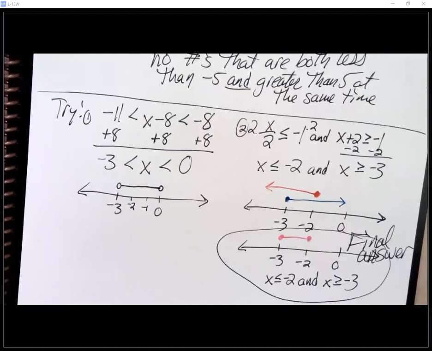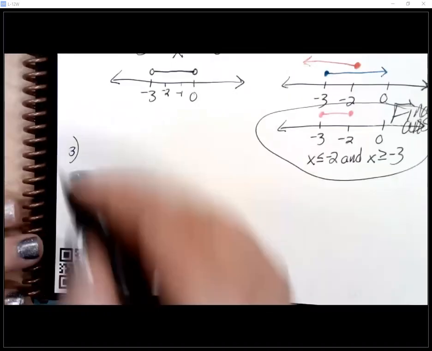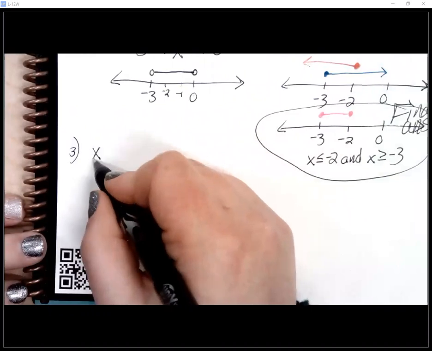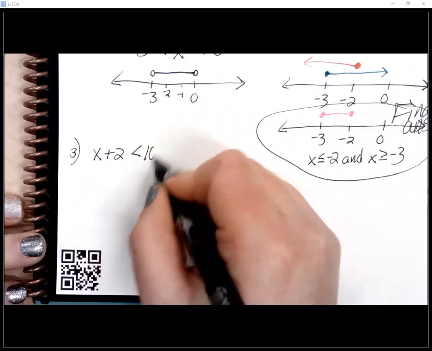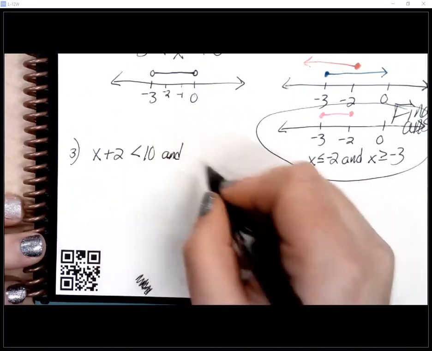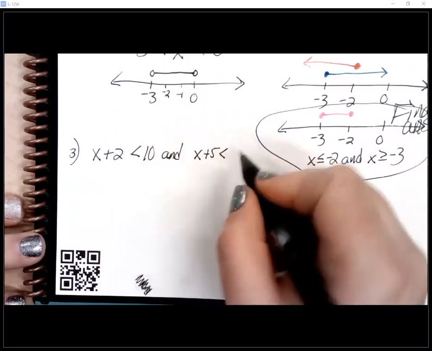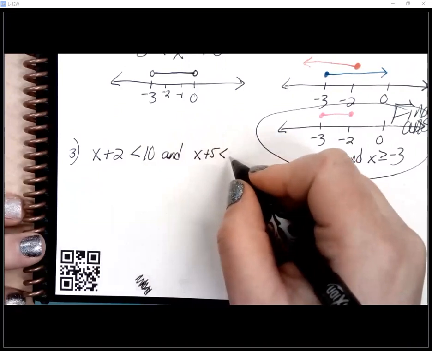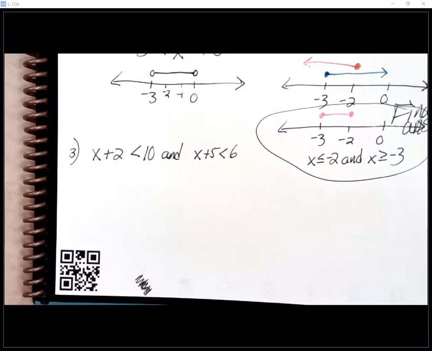Let me give you a curveball. What happens when you have something like this. So third example, let's do, how about x plus 2 is less than 10 and x plus 5 is less than, I don't know, 6, whatever. Try that one.